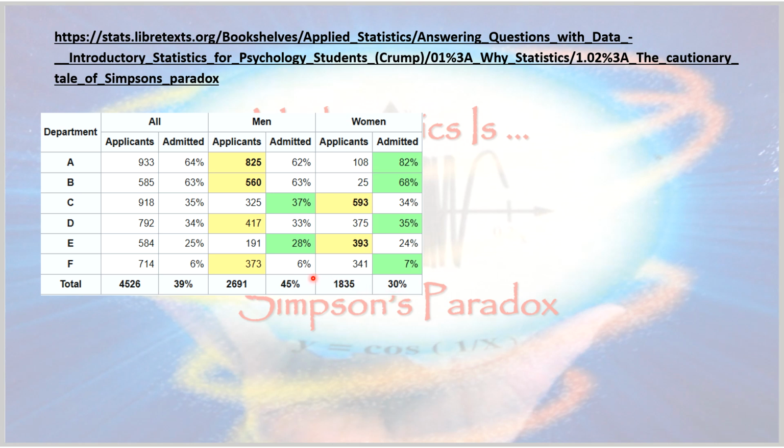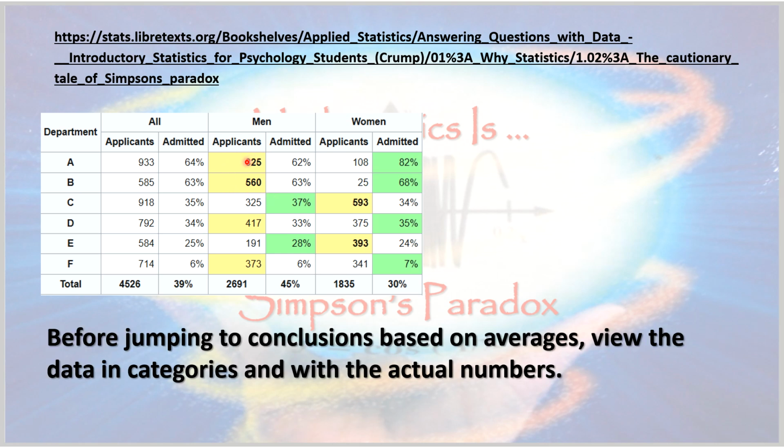Well, maybe not. Go to the website and read the discussion. Looking at the actual numbers of men and women applicants, what do you see that causes the paradox in this case? Well, over half the men applied to departments A and B, which had the highest acceptance rates. Less than 10% of the women applied to those departments. The lesson should be clear. Before jumping to conclusions based on averages, view the data broken down by category and look at the actual numbers.